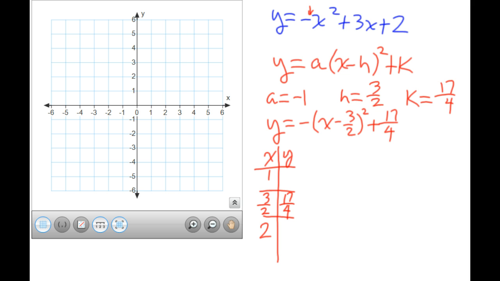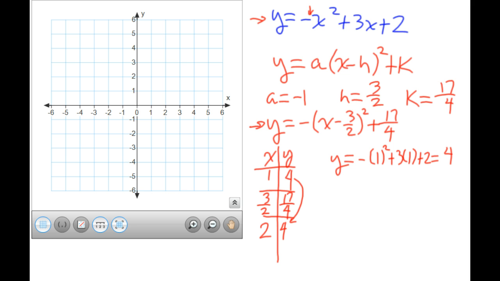I now will plug in 1 into either the vertex form equation or the standard form equation to create my y value. I think it'll be easier to use the standard form equation since I don't have fractions there. I would get y equals negative of 1 squared plus 3 times 1 plus 2. So when I do that, I get -1 plus 3 plus 2 is 4. So when x is 1, y is 4. Since 1, 4 and 2, blank are mirror points of each other, since that value is 4, the y value for the second point must also be 4.